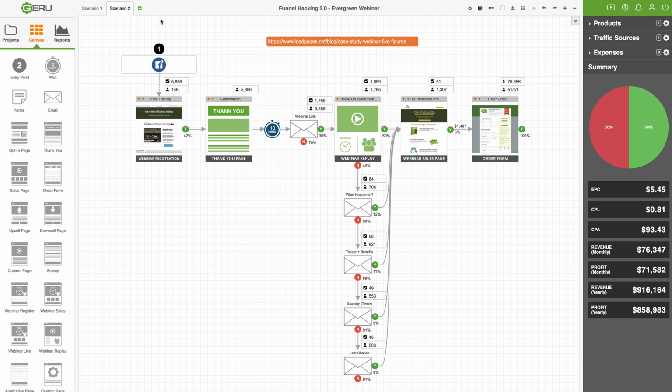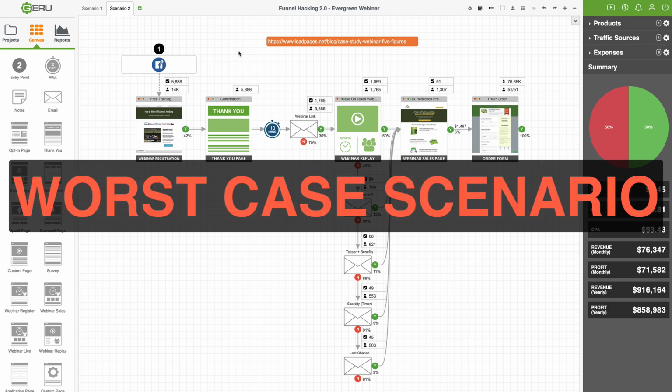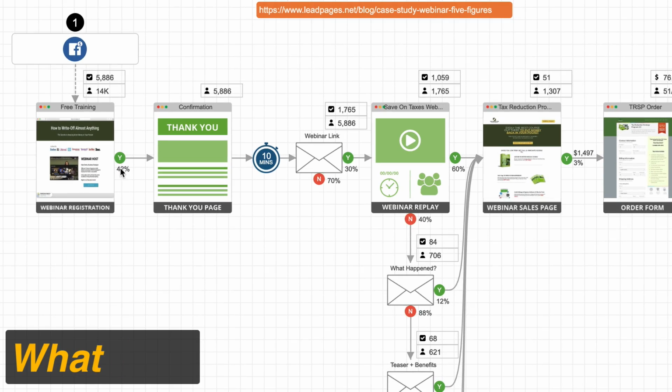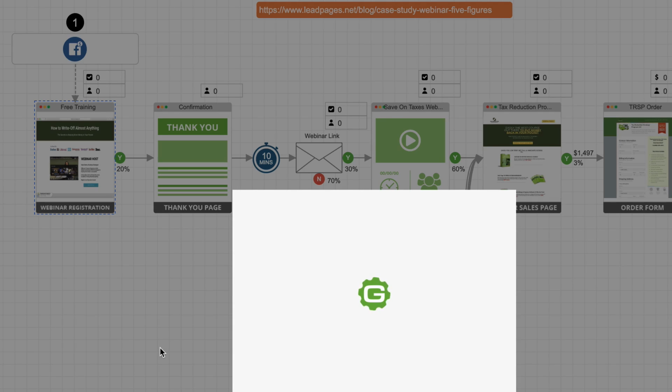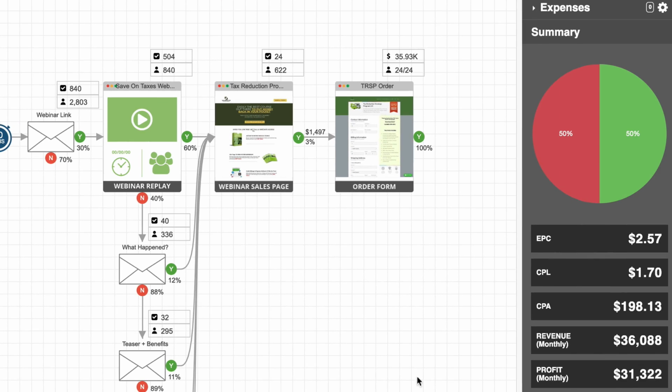What it has done is duplicated the funnel and created a second scenario, and we can really do some creative things here to, again, create that worst case scenario. What if we don't get 42% conversion? What if we get 20% conversion? Okay, chop it in half. How is that going to affect the bottom line? Profit is still pretty solid, $31,000 in profit.